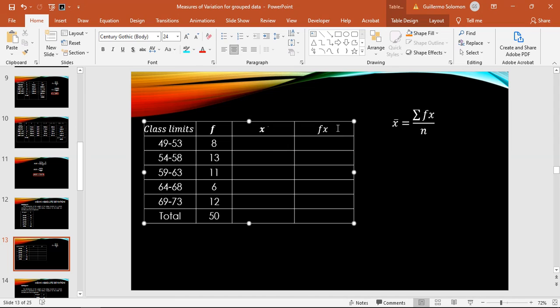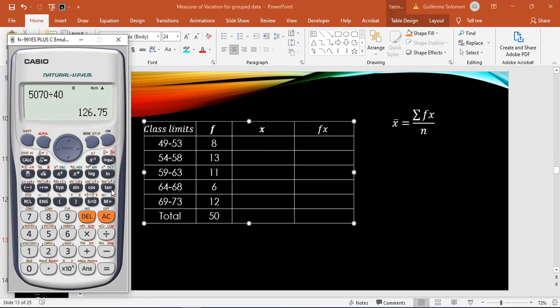Then, proceed tayo sa f multiplied by x, yung frequency mo multiply natin sa nakuha nating class mark. And then, get the summation all over the number of samples. Okay? So, 49 plus 53, alam niyo kung paano pagkuha ng class mark, that is equal to 102 divided by 2, that is 51.